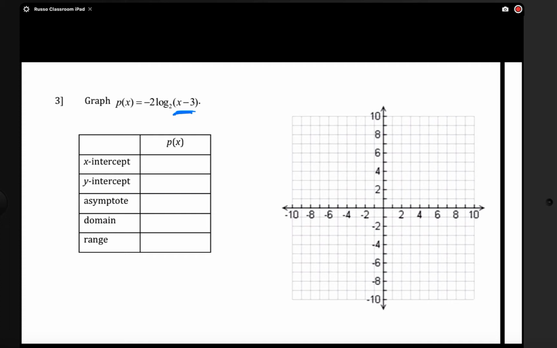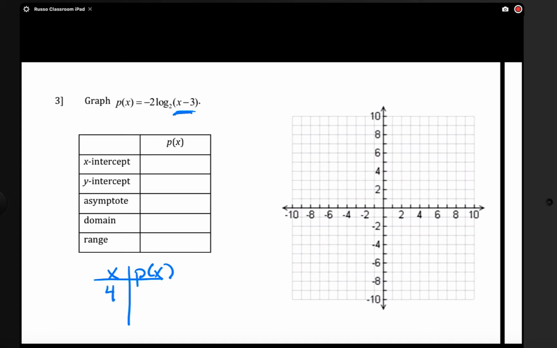All right, so in my table of values, x and p of x, if I choose 0, then I'm going to get a negative number, so that's a problem. So I have to choose numbers that are bigger than 3, right? Because anything less than 3 is going to give me a negative argument, which is not possible. So the first number I can choose is 4 here.